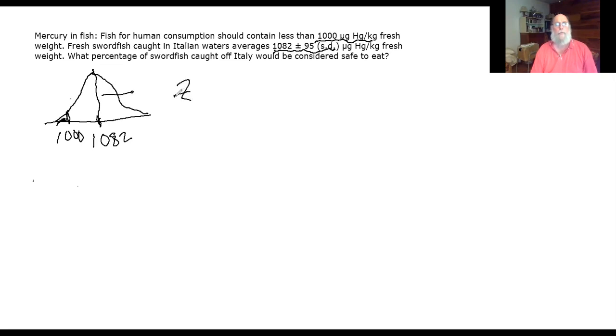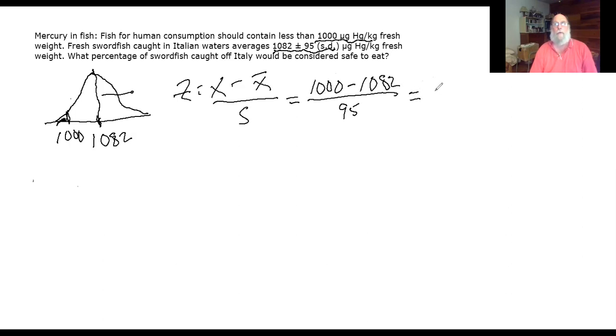But so our Z statistic is our X, that's our target, our 1,000, minus X bar, that's our mean amount of mercury, and that's divided by the standard deviation of the sample. Actually, they say that should be the population standard deviation, but we almost never have that. So anyway, that is 1,000 minus 1,082, our mean, over 95, and that turns out to be negative 0.86.